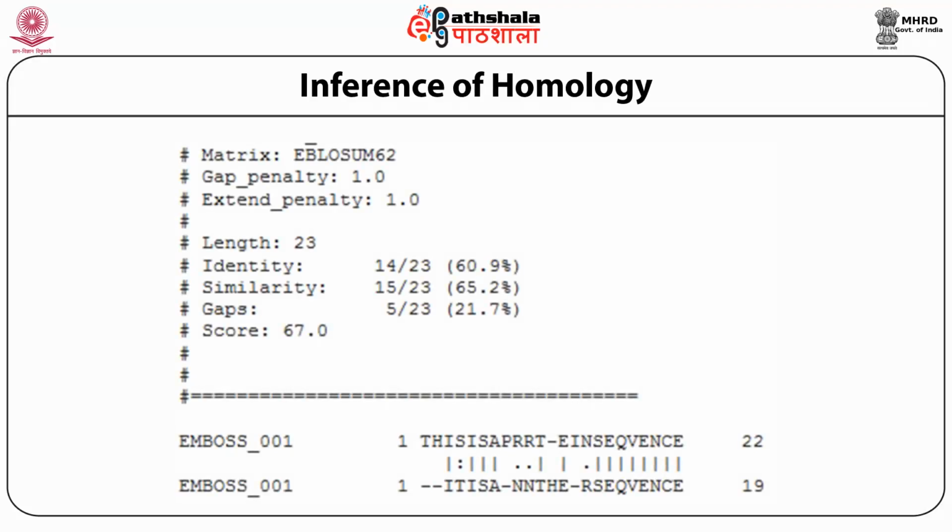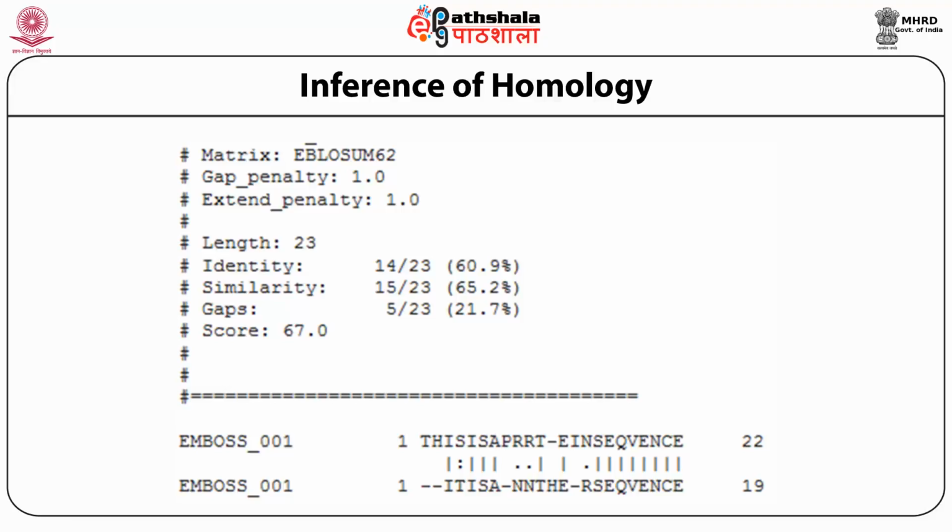EMBOSS Needle reported this alignment with BLOSUM62, using a gap opening penalty and gap extension penalty of 1 each. This alignment shows 14 identities with 1 conservative mutation, 3 semi-conservative mutations, and 5 gaps, having an overlapping alignment length of 23 with a score of 67.